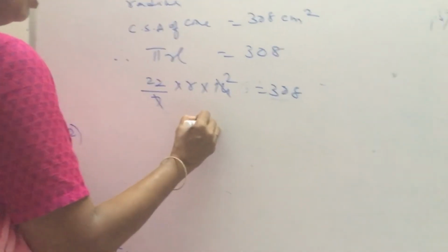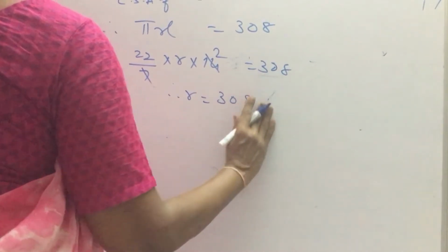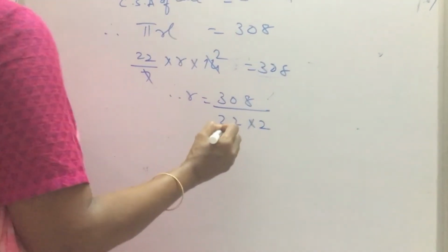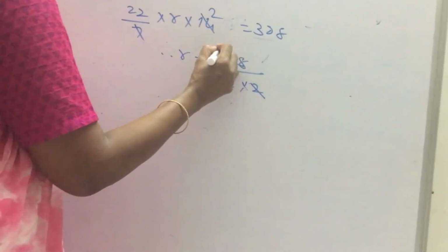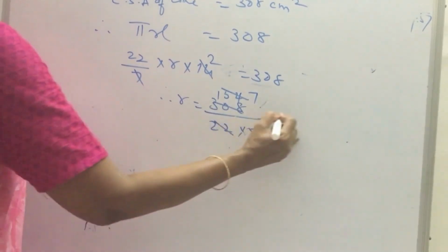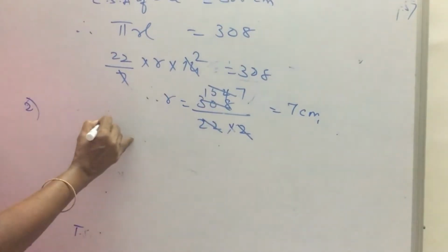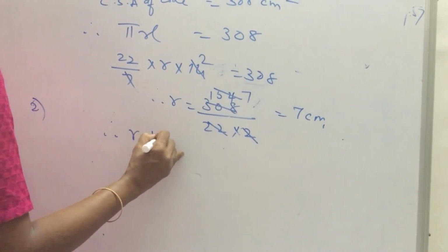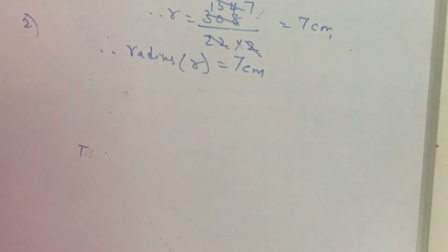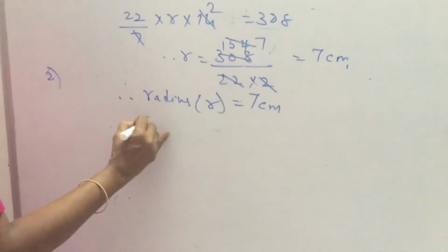Therefore, R is equal to 308 divided by 22 into 2. 2 goes how many times? 154. 22 goes how many times? 7 times. 7 centimeters. Therefore, radius R is equal to 7 centimeters. And what else are you asked to find out, children?